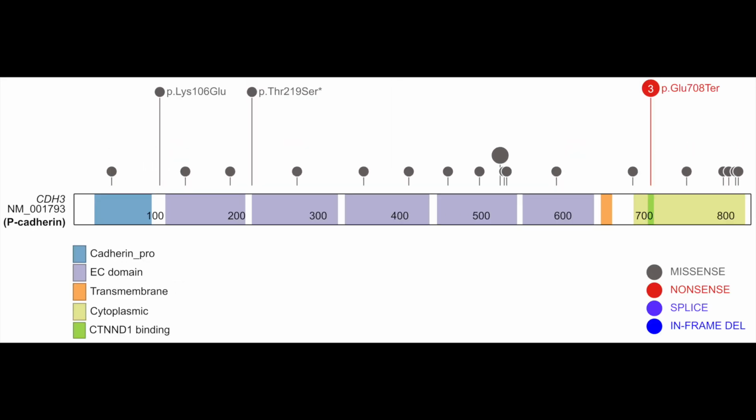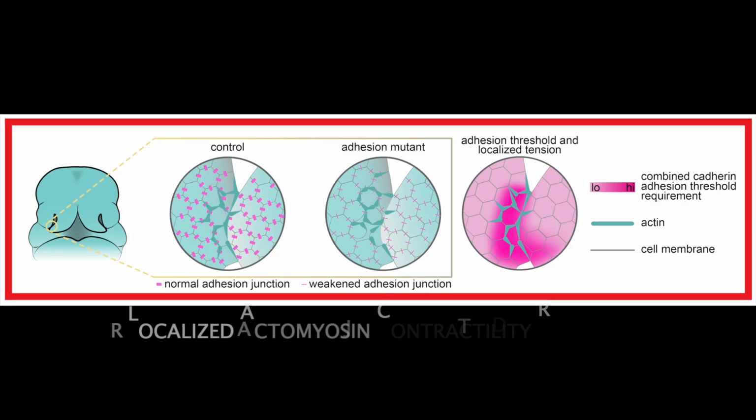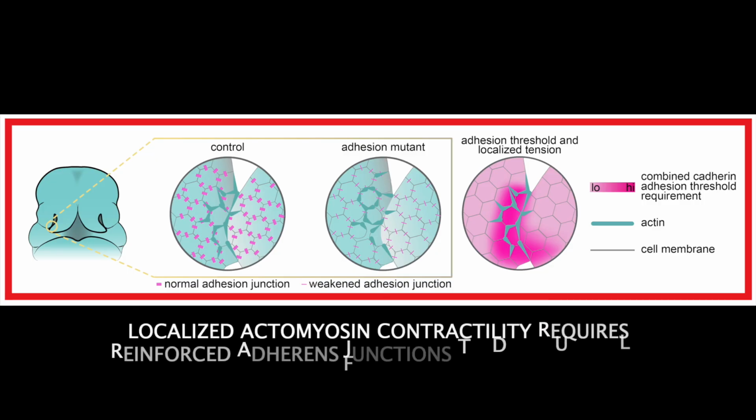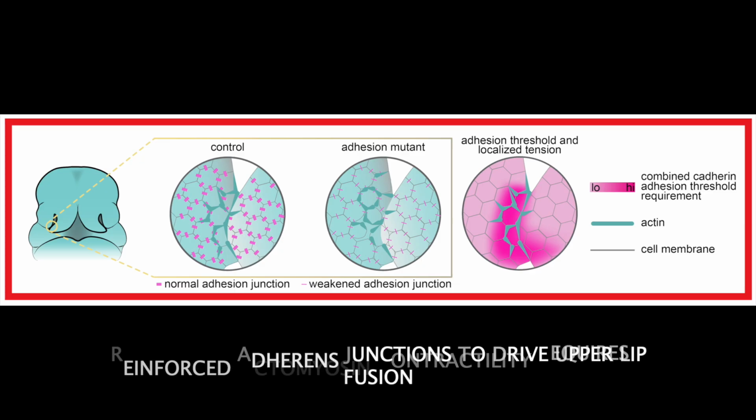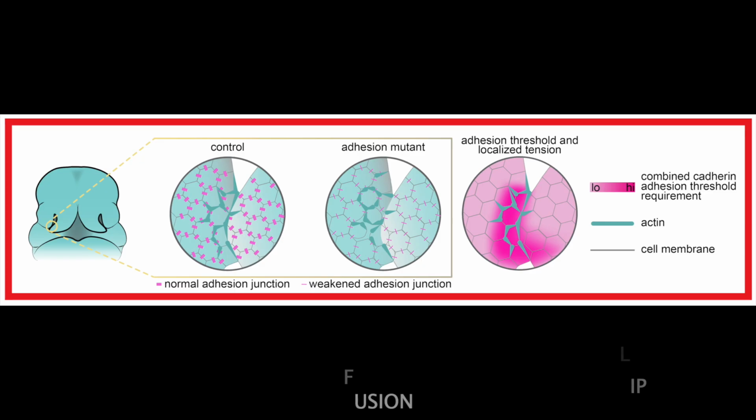Our working model is that the localized enrichment of actin observed at the fusion site produces forces necessary to drive fusion. And this tension may cause tissue sensitivity to reduced cadherin-mediated cell adhesion. In other words, we think that the fusion site acts like a fault zone. The epithelium is actually fine with some reduction of cadherin cell adhesion, except when it is challenged by actomyosin tension.